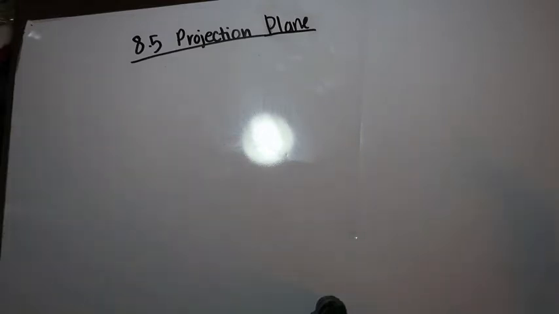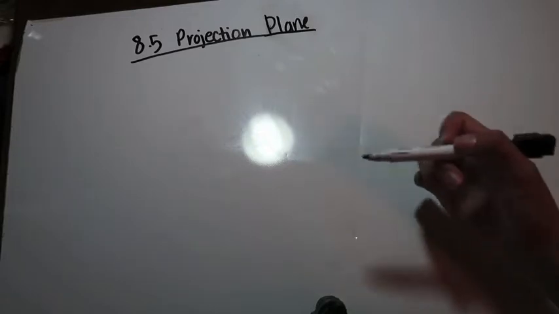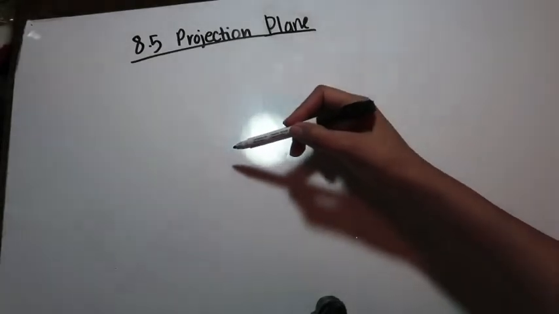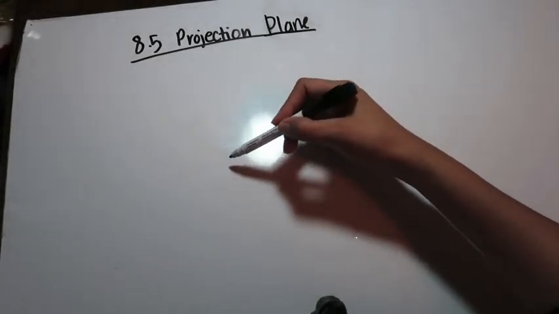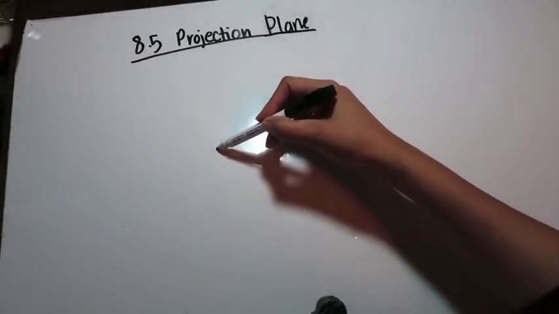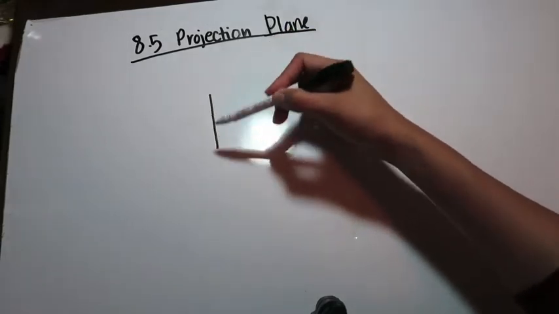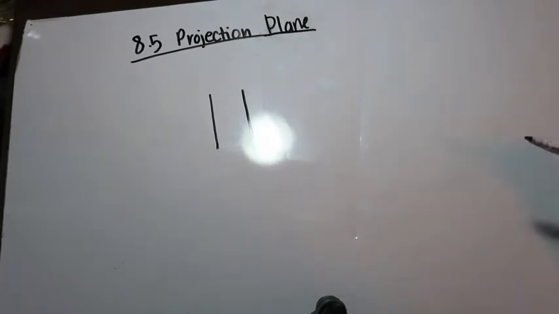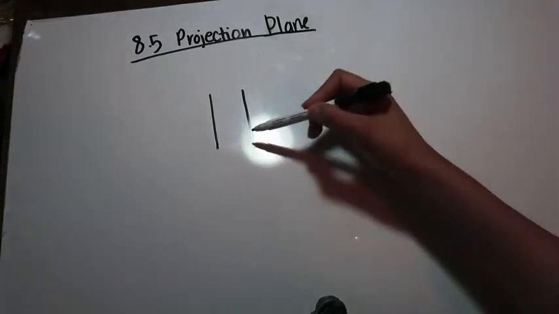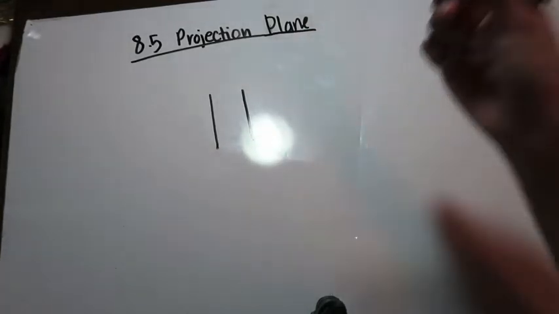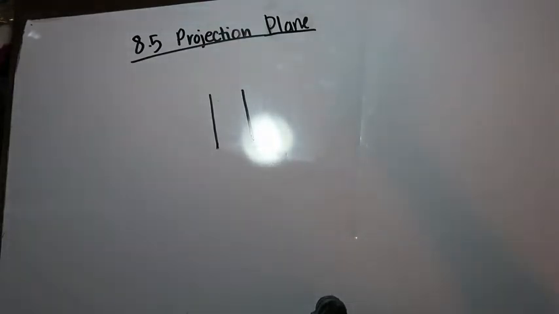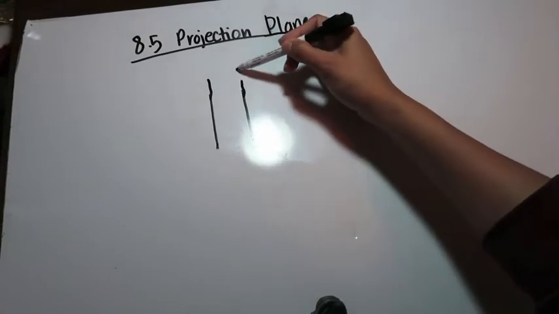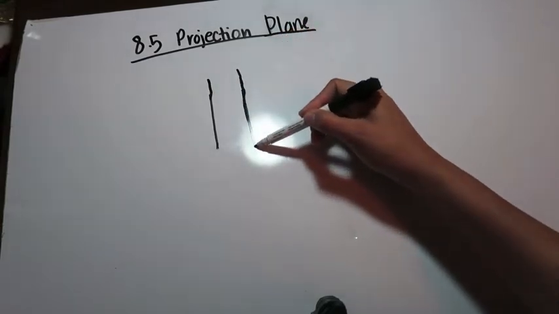Okay, so 8.5 is the projection plane. So what exactly is the projection plane? I'm just going to start with a little example. If you look at some train tracks from this point of view, like from above in the sky, you look at the train tracks as just two parallel lines, like this is what you're seeing.